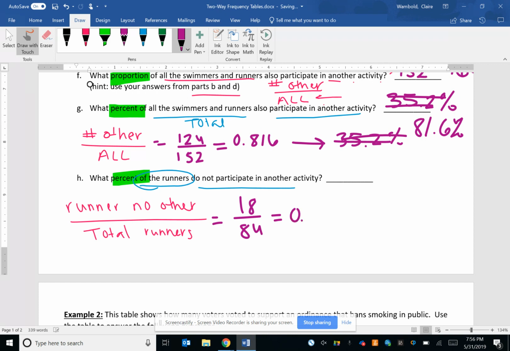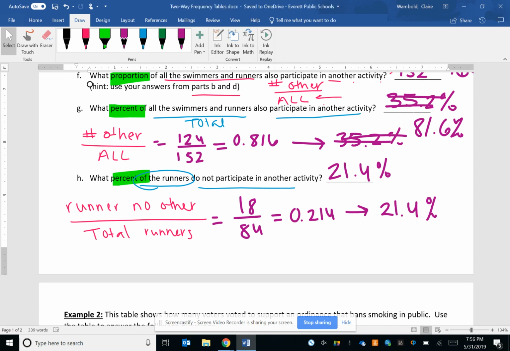And in our calculator, when we do that division, we get 0.124, which converts to the percentage 21.4%. So that means of the runners, ignoring the swimmers, just the runners, 21.4% of them do not participate in another activity.